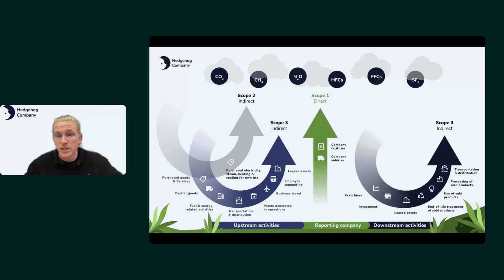Another example from the right side, downstream activities. Again, especially when we're producing electronic equipment, so anything with a plug or a battery, you can see the category use of sold products. Well, the energy consumption of the products during the full life cycle is to be reported under that category.